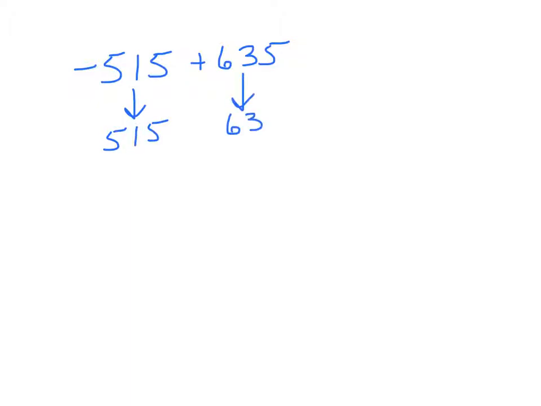Let me do one more example, this one being with some bigger numbers. If I had negative 515 plus 635, the absolute value of negative 515 is just 515. The absolute value of 635 is 635. Since the signs are different, I have to figure out the difference of these two numbers. So the difference of these two numbers, I'm just going to go 635 minus 515, and I get 120 being the difference of those two numbers.